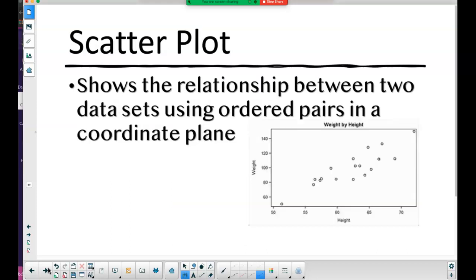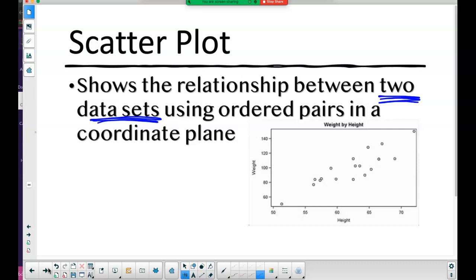Okay, then a scatter plot. We haven't talked about scatter plots yet, but we will on Monday. A scatter plot is really just scattered dots on a graph. They're placed strategically, though, based on the data. And it shows the relationship between two data sets, if we're comparing two different sets of data.